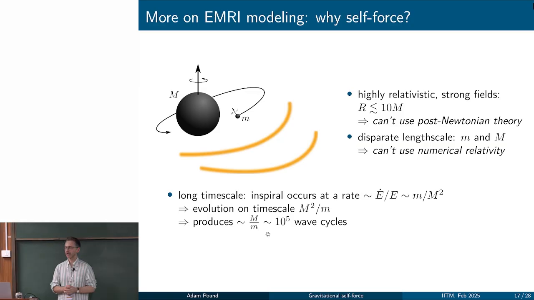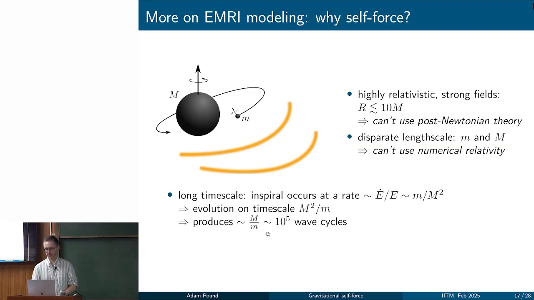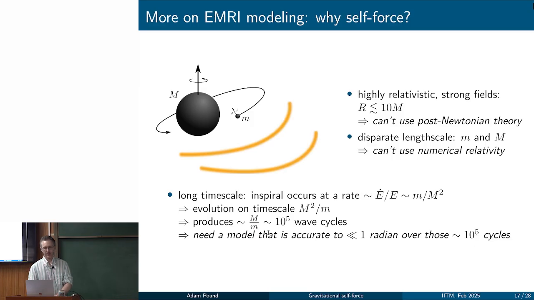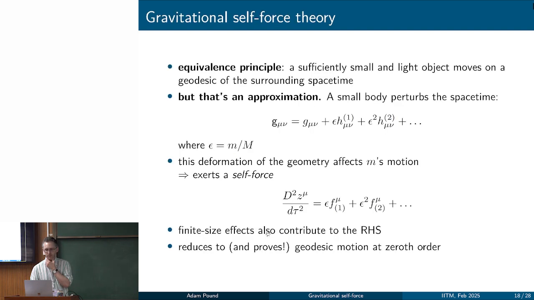So around 10 to the 5 for the kind of canonical EMRIs we consider. And in terms of numerical relativity, that gives you another factor of the mass ratio. That's why I mentioned you have quadratic growth of runtime as you scale the mass ratio. So we need a model that maintains very high precision over a huge number of cycles. Can't use NR, can't use PN. Okay, so we use gravitational self-force theory.